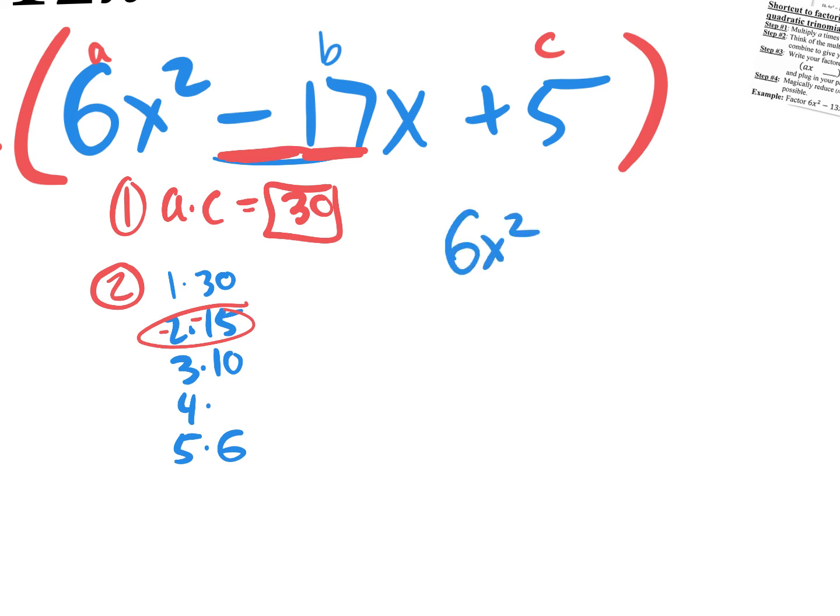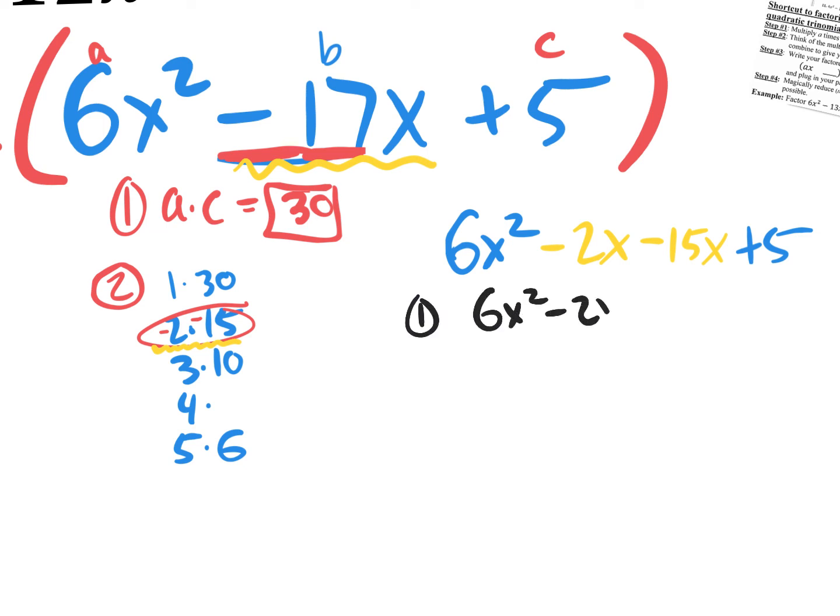Step 3 is to rewrite your trinomial, in this case the blue 6x squared, but instead of the b value being negative 17x, I'm going to rewrite it as what? Negative 2x minus 15x. And we still have the plus 5 at the very end. Why do I want to change 3 terms to 4 terms? Because now I could do factoring by grouping. Factoring by grouping, step 1 is to separate it into 2 groups. 6x squared minus 2x space minus 15x plus 5.